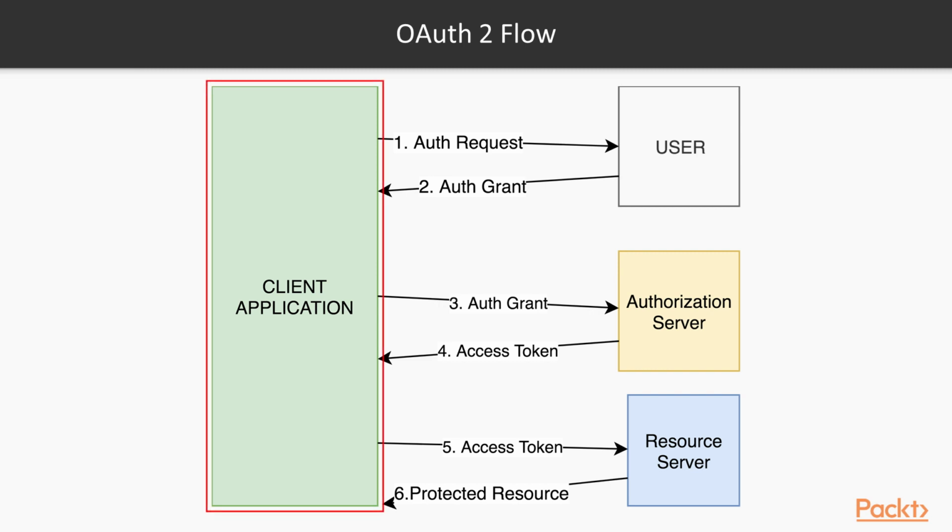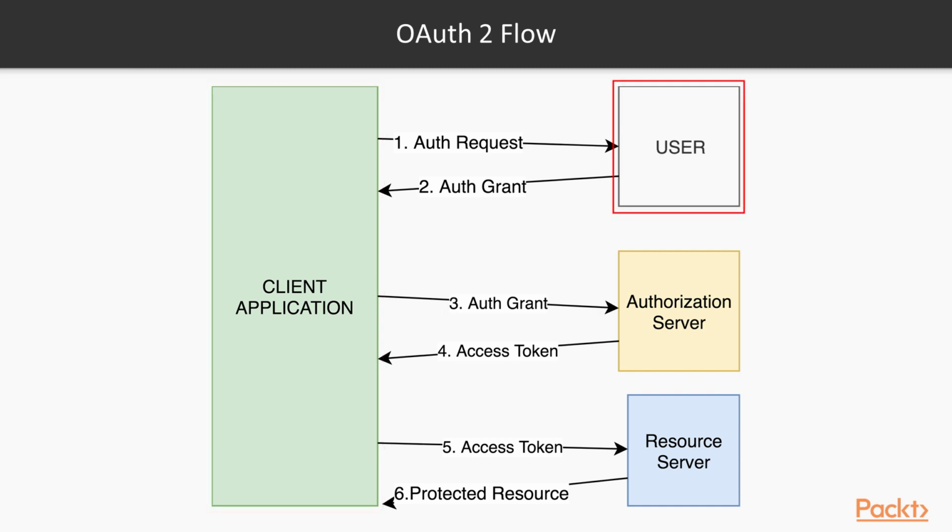On the left-hand side, we have client application. This is our Spring Boot application that we will be developing in this section. Next, we have user entity. User in this example is just a user that is opening our website. So this is a client. Next, we have authorization server that is responsible for generating OAuth tokens, and resource servers. So let's go through that flow.